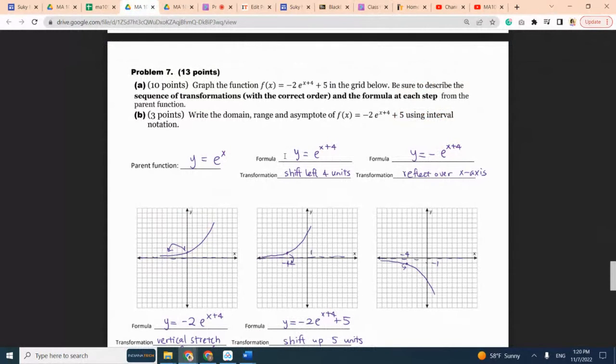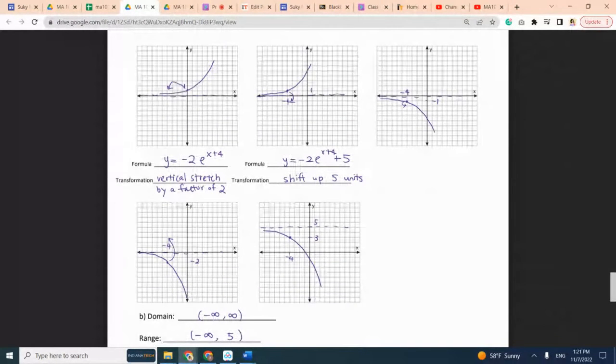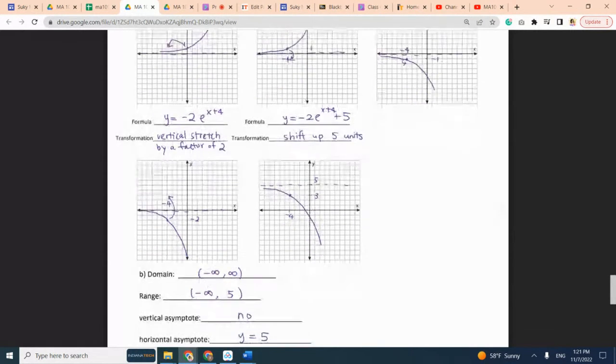e. Then try that. So your parent function is e to the x. It passes through (0, 1). And you follow the list. So shift to the left 4 units. And then this minus sign reflects over the x-axis. And then here, vertical stretch by a factor of 2. And then shift up 5 units. So this is your graph.